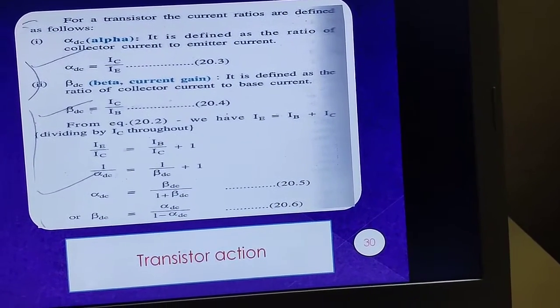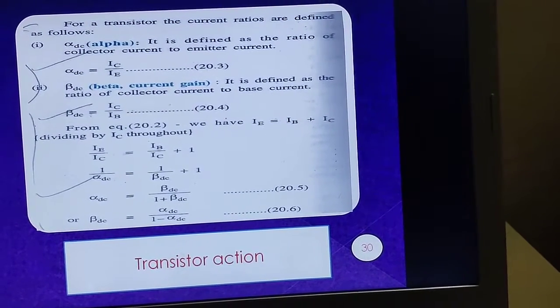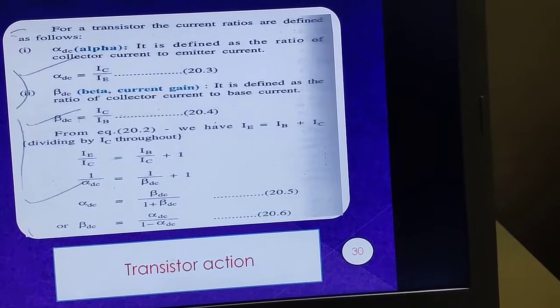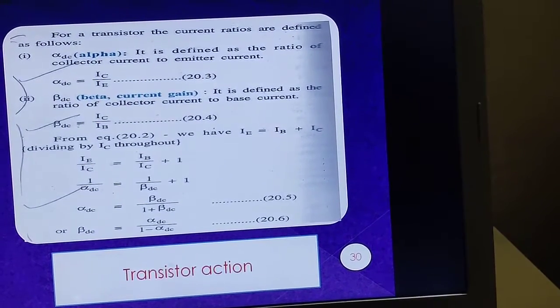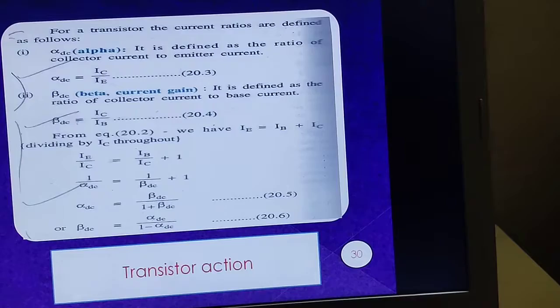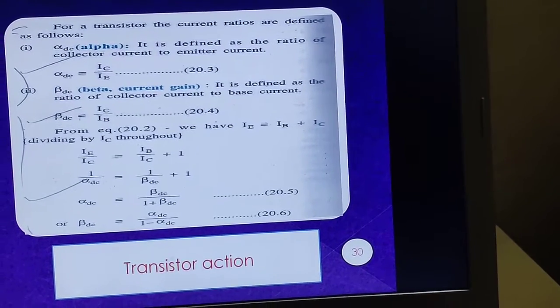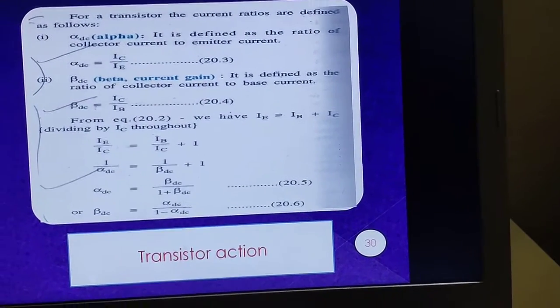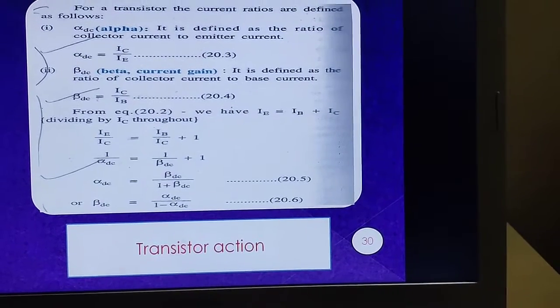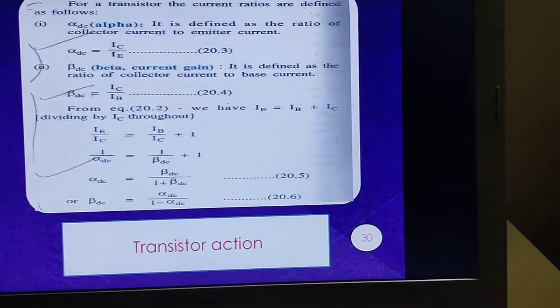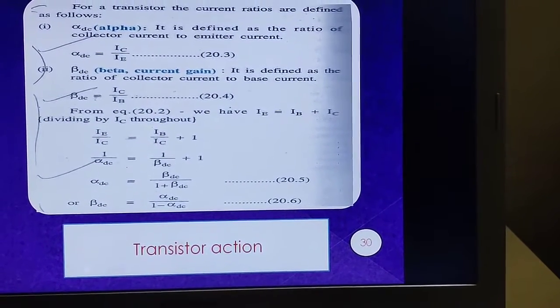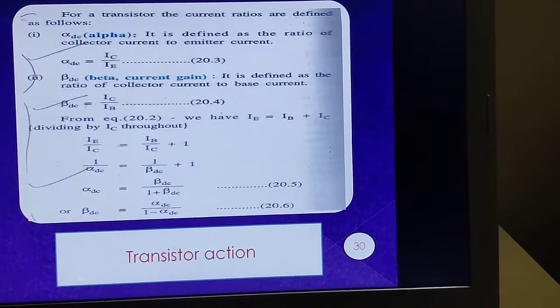From the equation we have IE is equal to IB plus IC. So IE upon IC is equal to IB upon IC plus 1. So 1 upon alpha DC is equal to 1 upon beta DC plus 1. Alpha DC is equal to beta DC upon beta DC plus 1, and beta DC is equal to alpha DC upon 1 minus alpha DC.